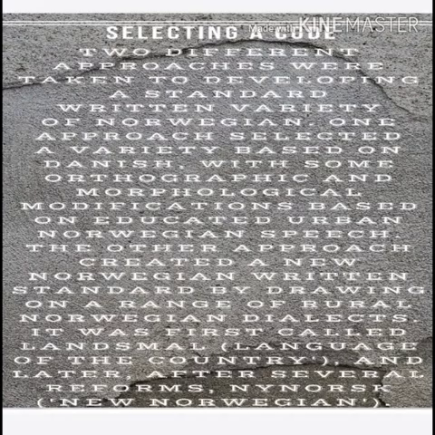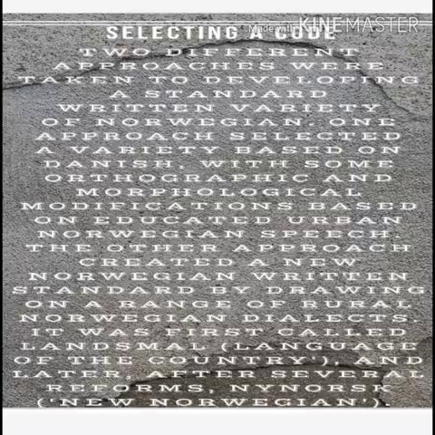Part 6. Selecting a code. Two different approaches were taken to developing a standard written variety of Norwegian. One approach selected a variety based on Danish, with some orthographic and morphological modifications based on educated urban Norwegian speech. The other approach created a new Norwegian written standard by drawing on a range of rural Norwegian dialects. It was first called Landsmål, language of the country, and later, after several reforms, New Norwegian.